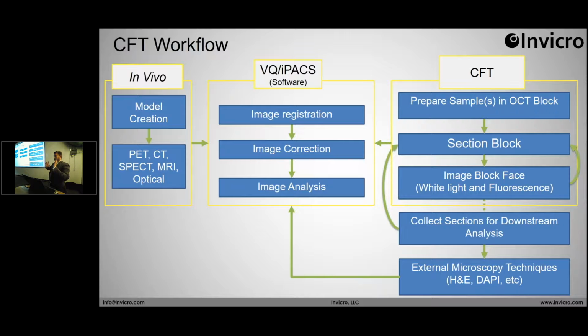Then on the right-hand side, the CFT workflow, the cryofluorescence tomography, we freeze the sample in a block, we section that block, that's what we were seeing before, sectioning and imaging of the block face. And then it's possible to collect some of the downstream samples for further analysis. While we're slicing this, we can tape transfer something and then go do IHC or MALDI to it as a complementary imaging assay. And then we bring these things together using these VivoQuant tools that we've been talking about all morning.